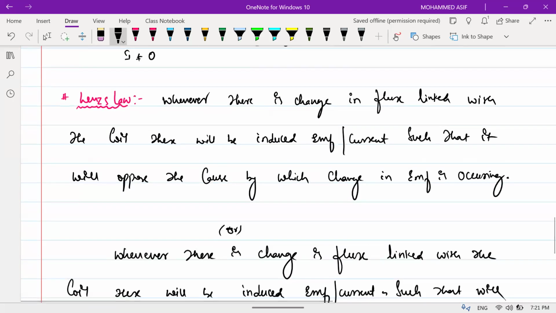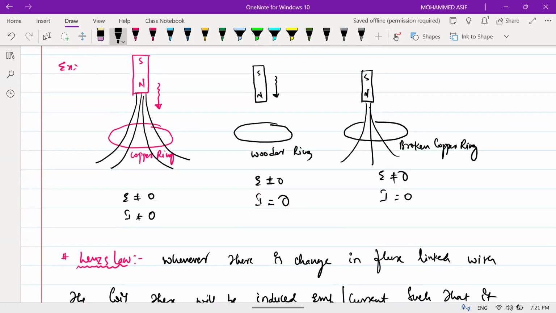Yes, sir. Now, what is Lenz's law telling? See, whenever there is a change in flux linked with the coil, there will be an induced EMF or induced current such that it will oppose the cause by which the change in flux is occurring. That means who is responsible for the flow of this current? Magnetic field. Why is current coming in the coil? Because of relative motion between the bar magnet and the coil. If there is no relative motion, if the bar magnet is standing like that and the coil is also standing like that, it is producing the magnetic field. Will it produce the current? No, sir.